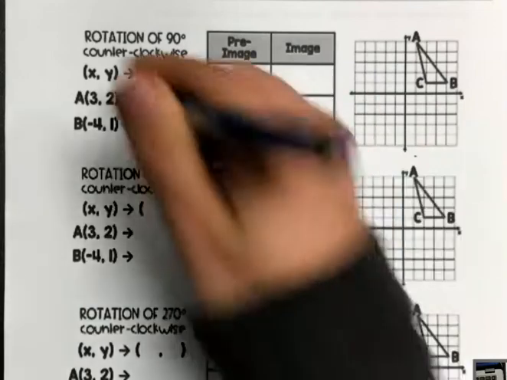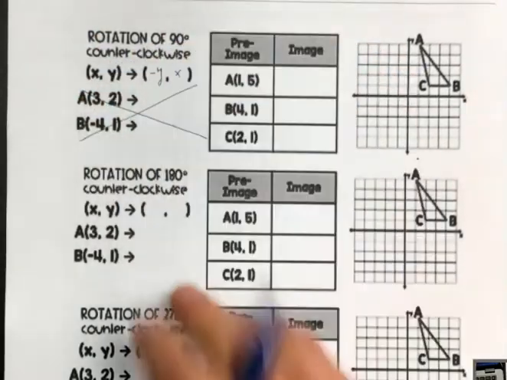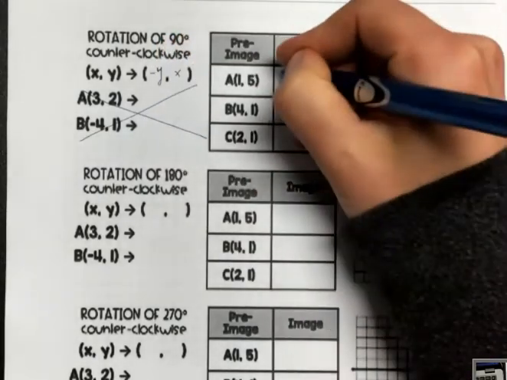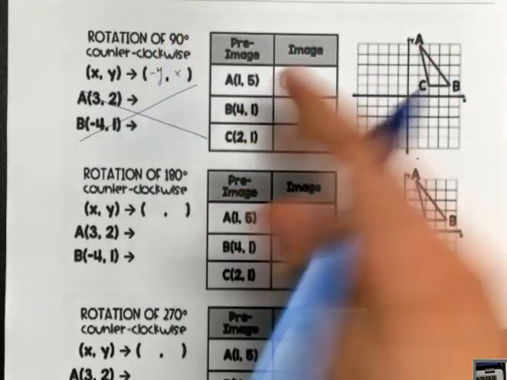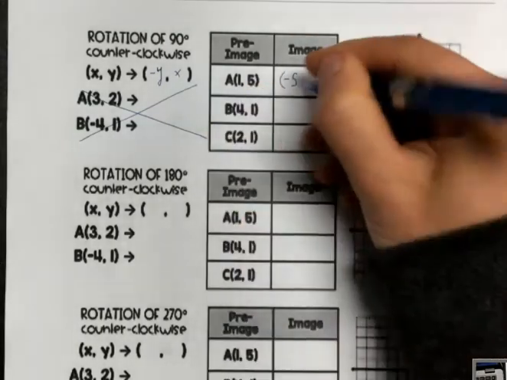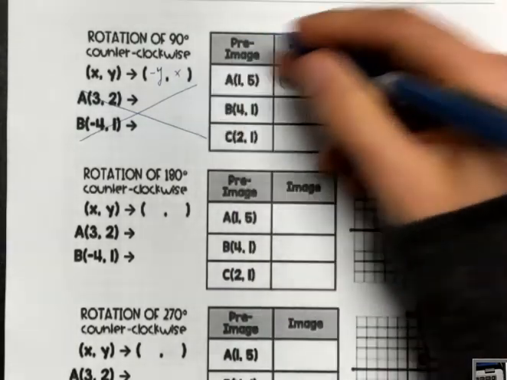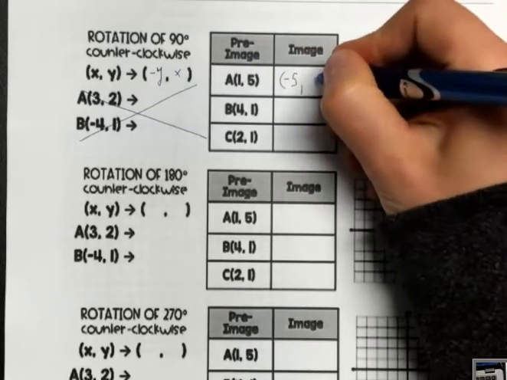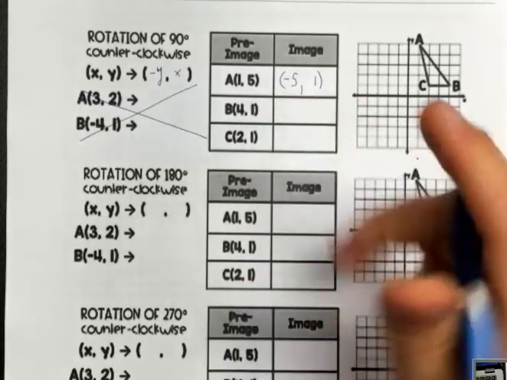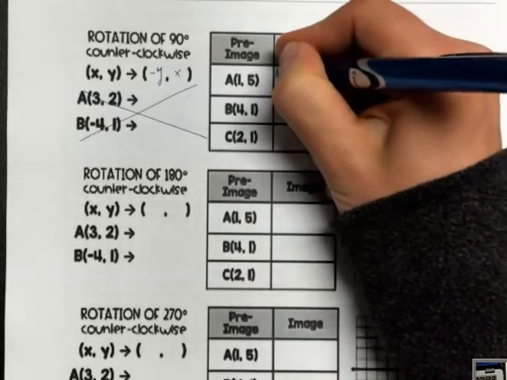I'm going to skip this part, and we are just going to go ahead and write our new coordinates. So I'm going to look at my y, which was 5, and I'm going to put that first, and I'm going to do a negative. So negative 5, and my new x term goes next, so that's 1. So this is my new y term for my A prime.